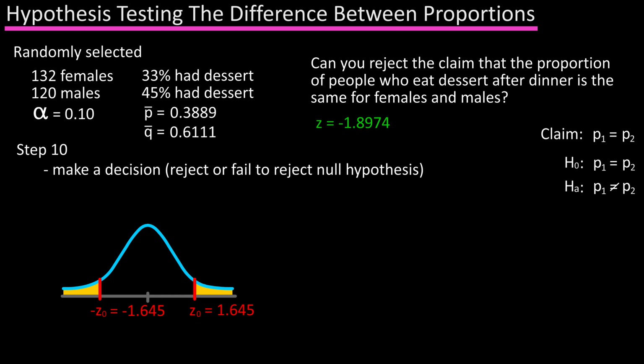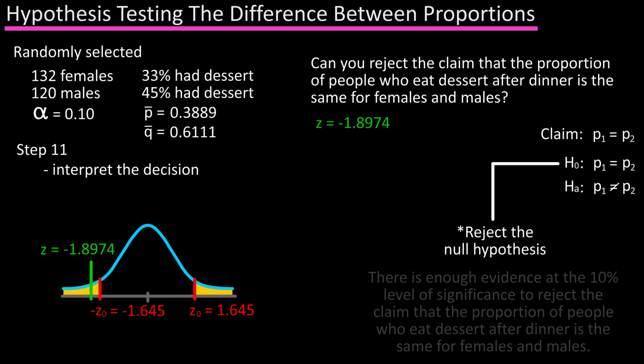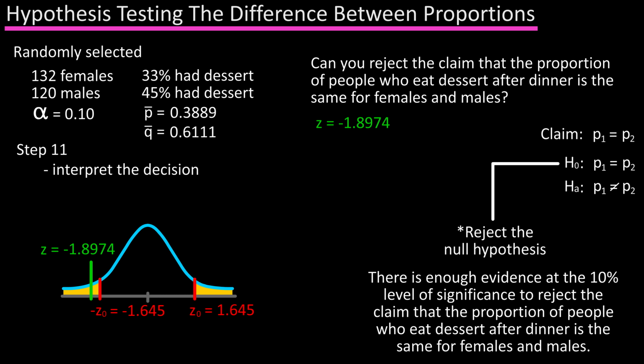Step 10 is to make a decision to reject or fail to reject the null hypothesis. On our graph, you can see that the standardized test statistic does fall in the rejection region to the left, as z, the standardized test statistic, is less than negative z0, the critical value. So in this case, we would reject the null hypothesis. Step 11 is to interpret the decision. There is enough evidence at the 10% level of significance to reject the claim that the proportion of people who eat dessert after dinner is the same for females and males.